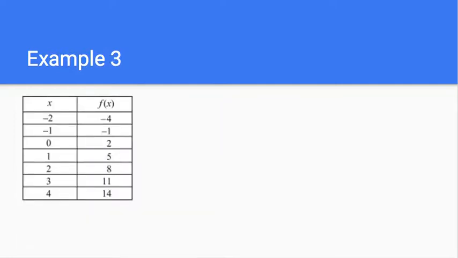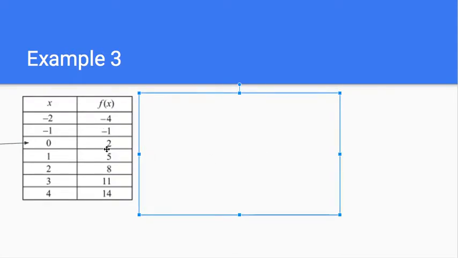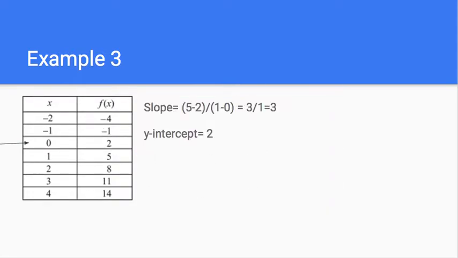Now with a table, it's kind of harder. Not always. It can be pretty easy. Remember that the y-intercept is the point where it crosses the y-axis, or it's what y equals when x equals 0. So here, x equals 0 right here. So my y-intercept is going to be 2.